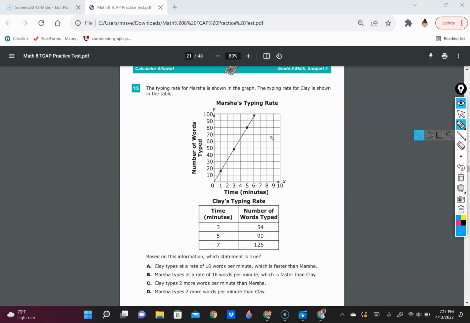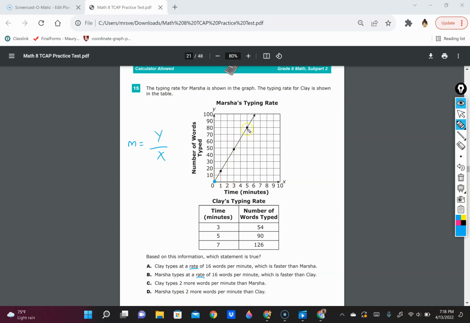Number 15, the typing rate for Marcia is shown in the graph. The typing rate for Clay is shown in the table. Based on the information, which statement is true? If you look at these answer choices, they're all asking about the rate. Remember, rate is another word for slope. Also, notice this problem. They go through the origin. When they go through the origin, your slope can be y divided by x. And this is only if it's a proportional that goes through the origin.